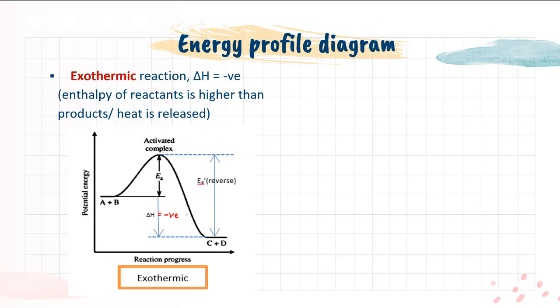Take note that besides the activation energy between reactant and product, we can also find the reverse activation energy. The reverse activation energy is the difference in energy, or the minimum energy, when we want to do a reverse reaction, from the product towards the activated complex. So the reverse activation energy we label as EA prime. It is between the product and the activated complex.